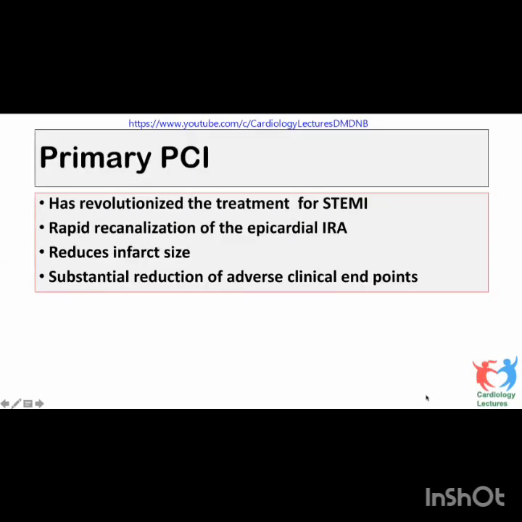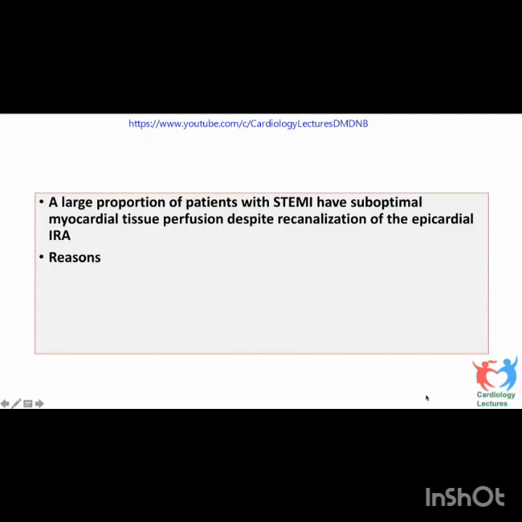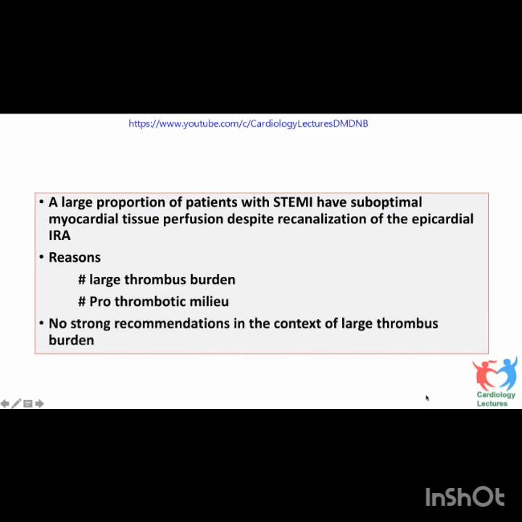Primary PCI, as we all know, has revolutionized the treatment for ST elevation MI. It offers rapid recanalization of the epicardial infarct-related artery, reduces infarct size, and also substantially reduces adverse clinical endpoints. A large proportion of patients have suboptimal myocardial tissue perfusion. We might open up the epicardial coronary artery, but there may be suboptimal tissue perfusion. Finally, it is the tissue perfusion which really matters. This happens because of the large thrombus burden, and myocardial infarction itself is a prothrombotic milieu. And as I repeat again, there are no strong recommendations in the context of large thrombus burden in the guidelines.